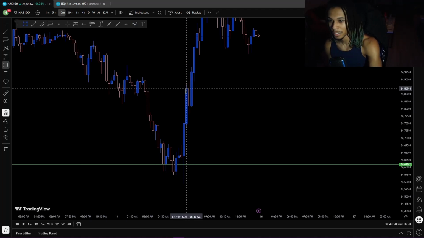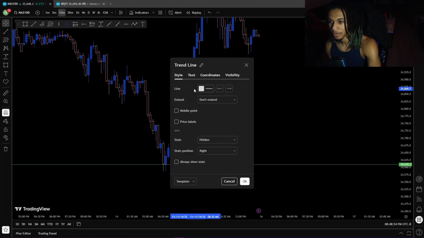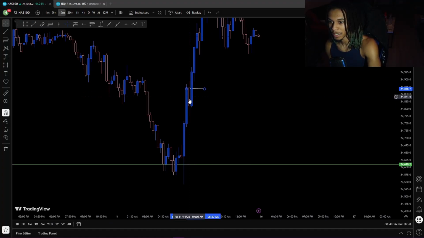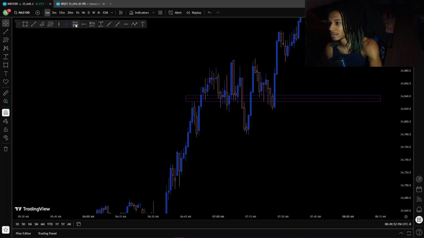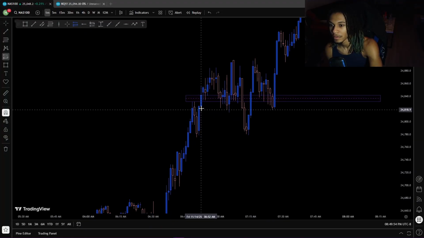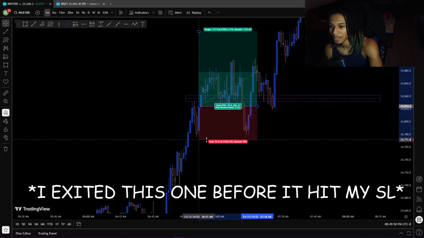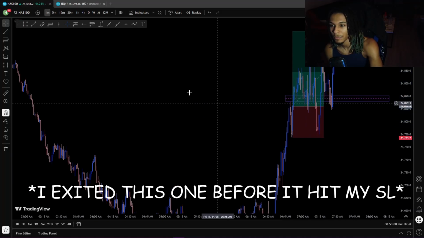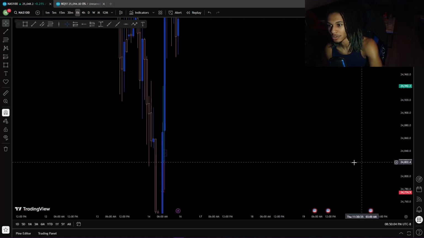So I didn't really like that we opened this blue candle here. This next candle came down, wicked, and we didn't close this next candle bullish. Oh, I think this is what I took right here. I think I put my stop right here. And I already knew where my target was also.